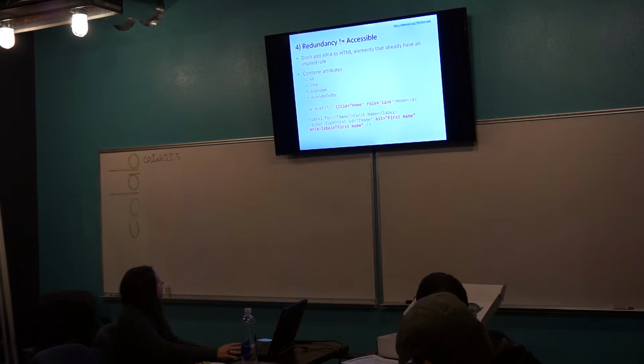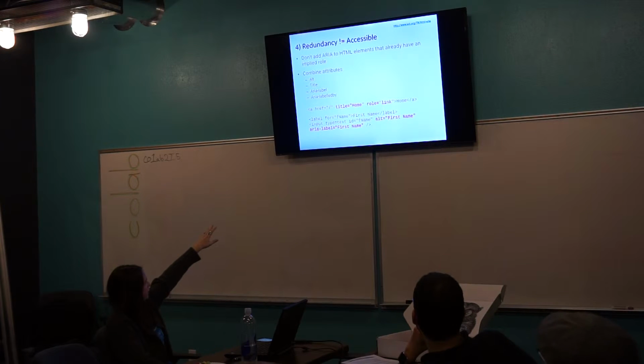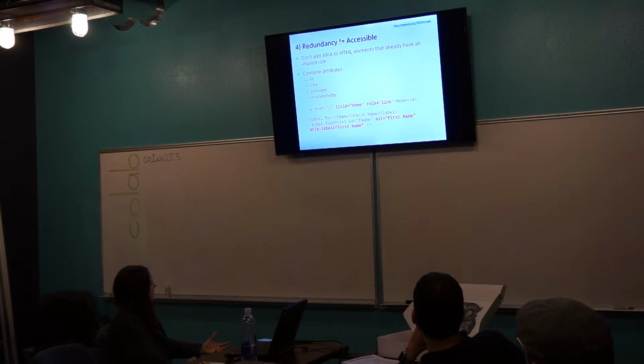So you don't want to combine things like the alt and the title and the aria-label and aria-labelledby. For instance, you have the label and the input there at the bottom. So they're trying to say that the aria-label equals first name on the input. Well, yes it does, but you already have the label right above it that says first name.